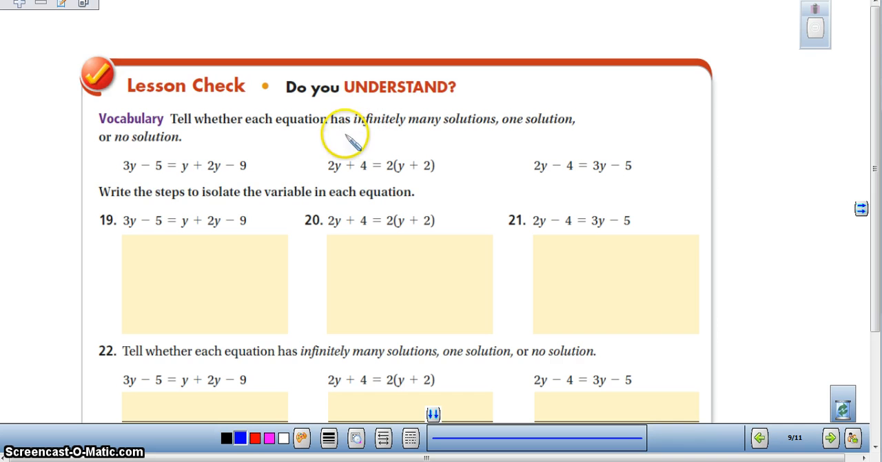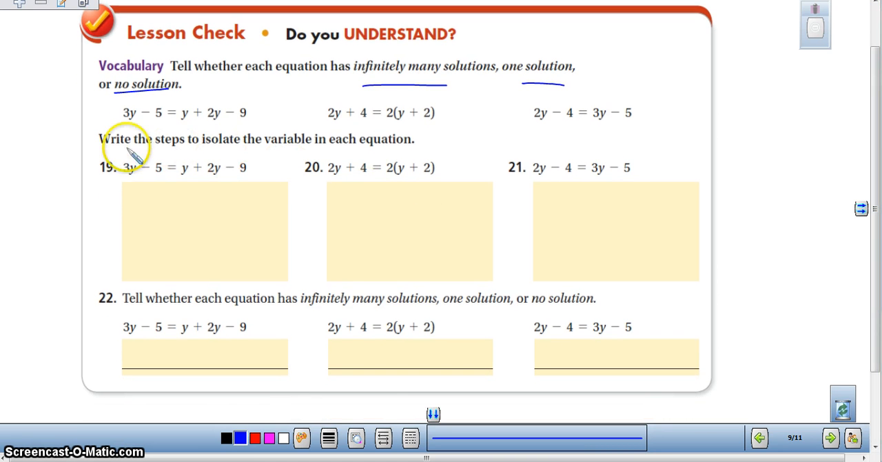If we're trying to decide infinitely many, one solution, or no solution, they kind of have you go through these steps, but I don't even know if you need to go through all of these. If we look at this first equation, which is here in 19, we would say 3y minus 5, adding our like terms, is equal to 3y minus 9. Since these are not exactly the same, but the 3y's would cancel, this one is going to have no solution. The reason it's no solution is negative 5 cannot be equal to negative 9.